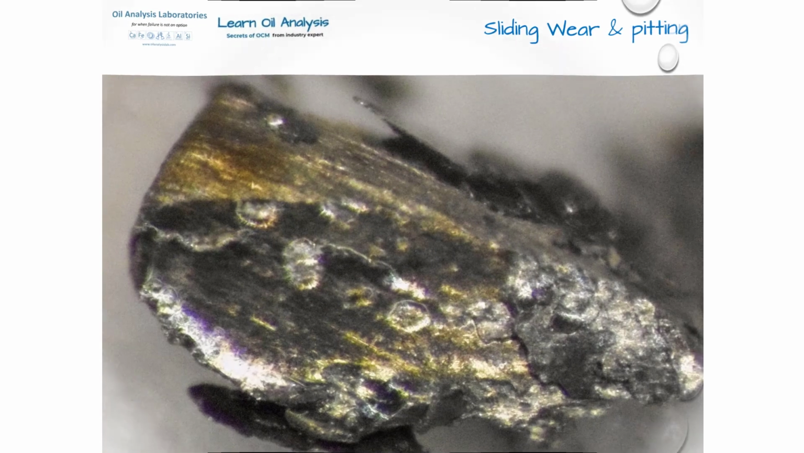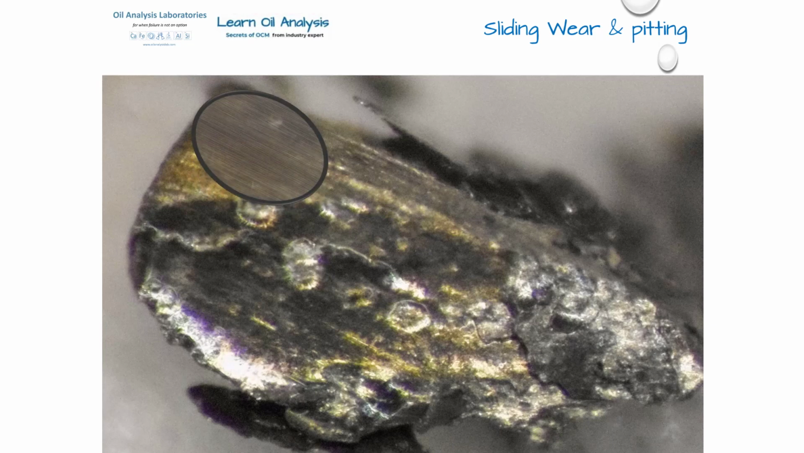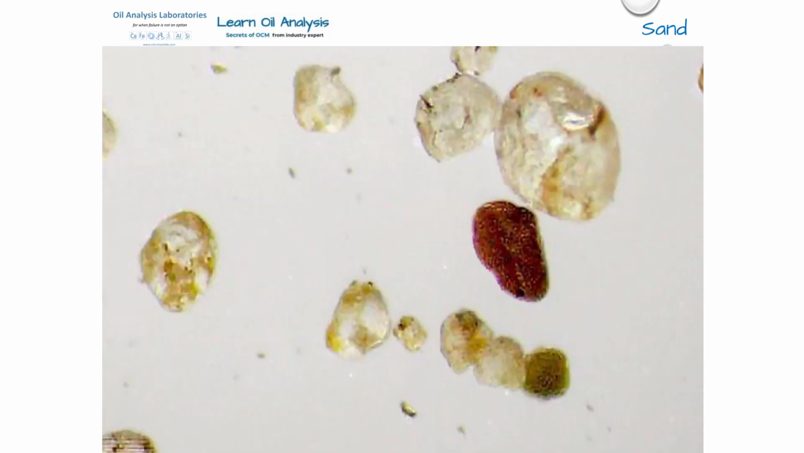On screen now you can see a particle of sliding wear, which if you look closely you can see has almost a grain effect to the particle. These parallel lines, called striations, are caused by two surfaces sliding against one another. Let's have a look at another microscope picture now, this one being of sand particles.